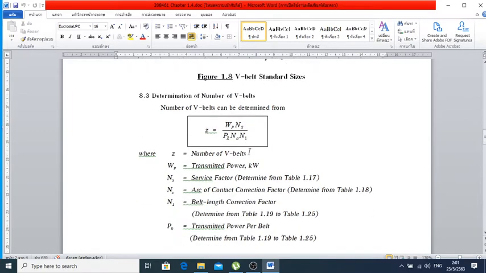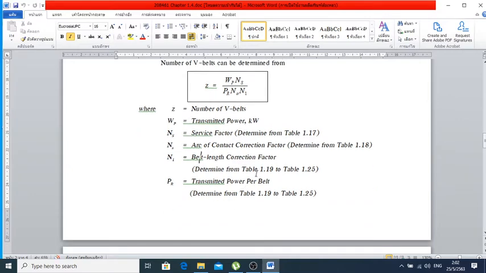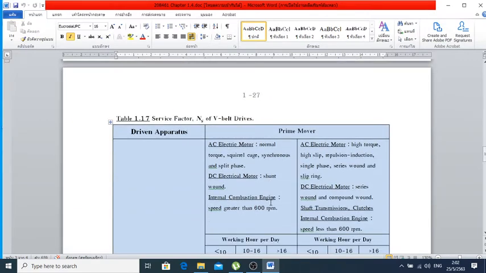Okay, so the number of belts can be determined based on this equation. W sub P is the transmitted power, N sub S is the service factor, which comes from table 1.17. N sub A is the arc of contact factor, which comes from table 1.18. And N sub L is the belt length correction factor, which comes from table 1.19 to 1.25, and the P sub R, we're going to determine from table 1.19 to 1.25. And then let's go one by one.